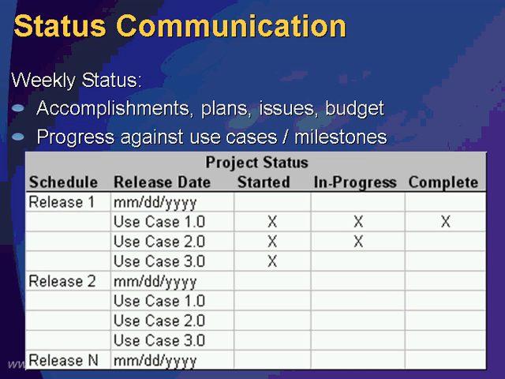Another key capability is to be able to communicate status effectively. I strongly encourage everybody to think about reporting on a weekly basis, reporting things like accomplishments, your plans, issues, and budget, and then progress against use cases or milestones. I find that if you communicate according to the milestones you defined previously, it helps everybody understand in a much easier fashion where you are in the project.